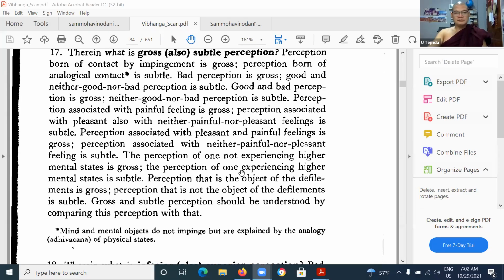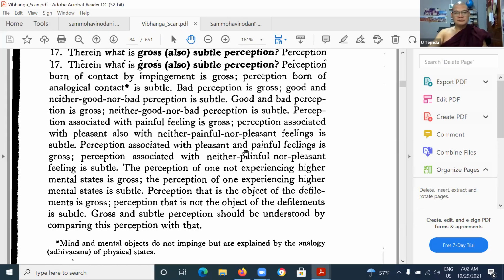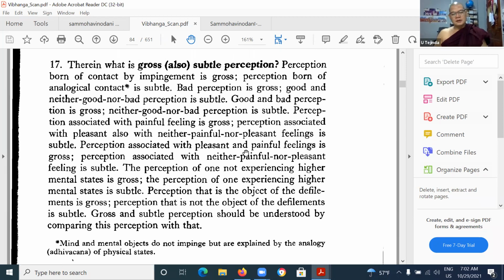To share screen. Please open the Vibhaṅgapāḷi. I have Vibhaṅgapāḷi here.